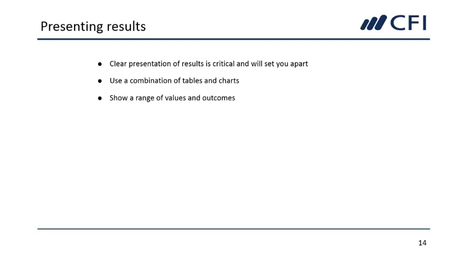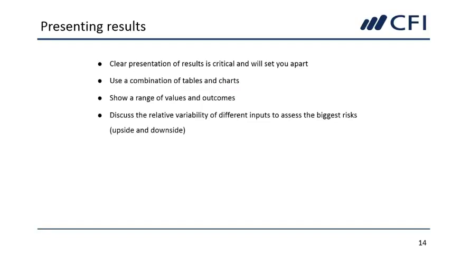Show a range of values and outcomes. Remember, there is not one future share price of a company that we are trying to narrow in on, but rather a range of possible outcomes. Be sure to discuss the relative variability of each of the inputs. Not all inputs or drivers will range as much as others will. It's important to factor that in when thinking about how sensitive the model is to, say, revenue growth versus discount rate.